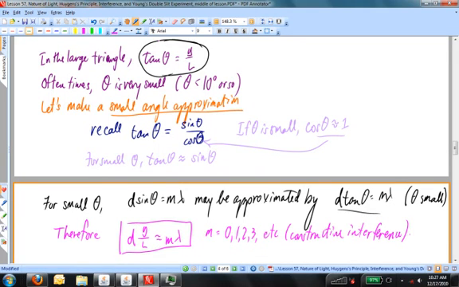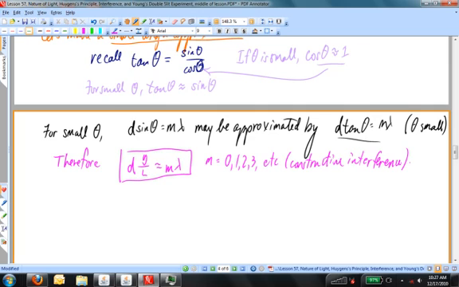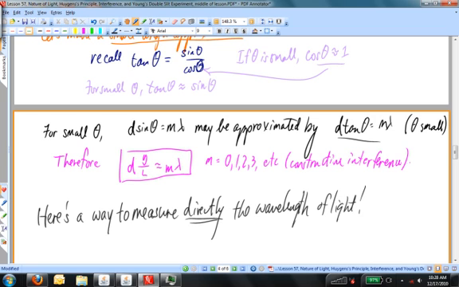This is going to be an expression that will be very easy for us to use to measure the wavelength of light. And in fact, this is the first way that people had to get a measurement of the wavelength of light. For the first time in history, after Young's double slit, it was possible to use standard lab equipment to measure what the wavelength of light was based on this geometry.